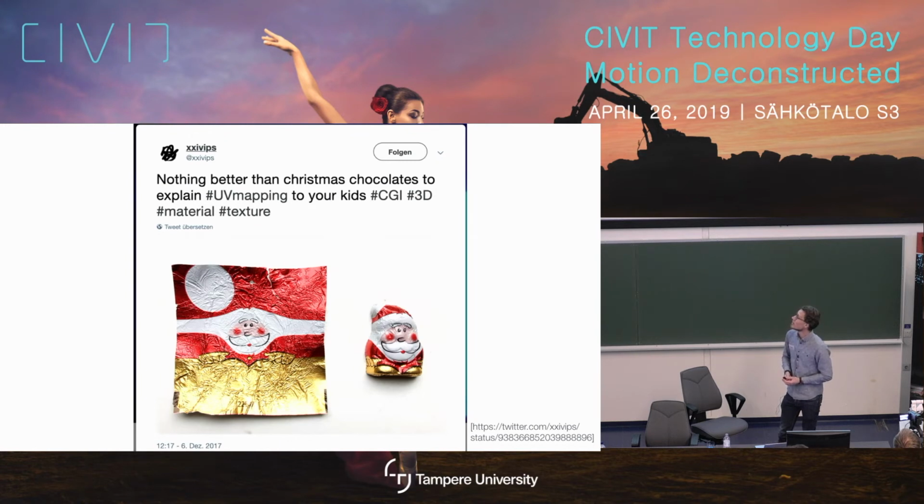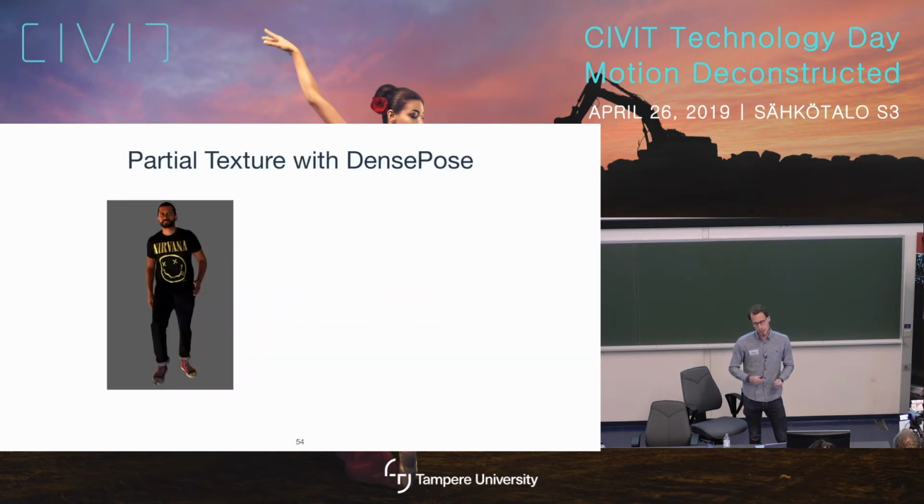So nothing better than Christmas chocolates to explain UV mapping. So you just take this 2D image and wrap it around your 3D shape. But how can we go from the image to the UV shape? We only have the mapping between the 3D shape and the UV map. Well, there comes Unposed to the rescue.